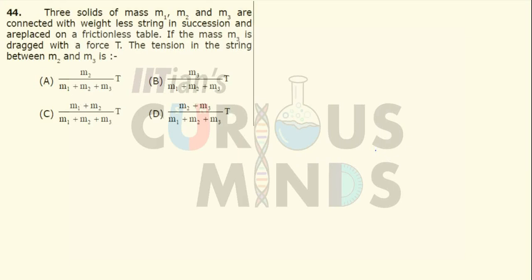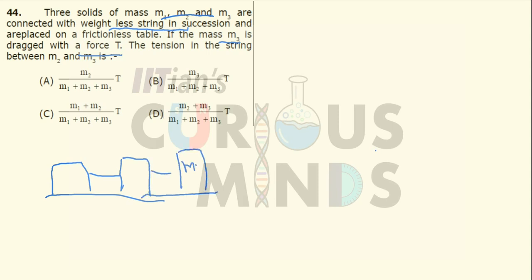Three solid masses m1, m2 and m3 are connected in succession by a weightless string. If the mass m3 is dragged with the force T, then the tension between m2 and m3 will be equal to what? Now if I connect three masses m1, m2 and m3 in succession over here, and m3 is pulled with the force T.